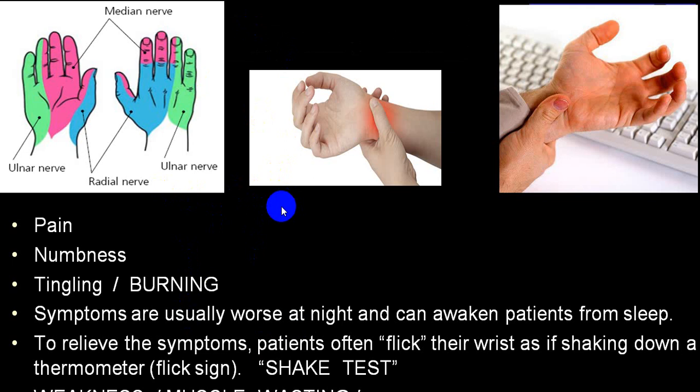The earliest symptoms will be sensory symptoms in the form of pain, numbness, tingling sensation, burning sensation, and they are worst at night, and the person will become awake and he will flick his wrist many times. That's why it is also called the flick sign or also called the shake test. And if there is a motor involvement, the person can also complain of weakness and wasting of the thenar eminence. That will be the common presentation.